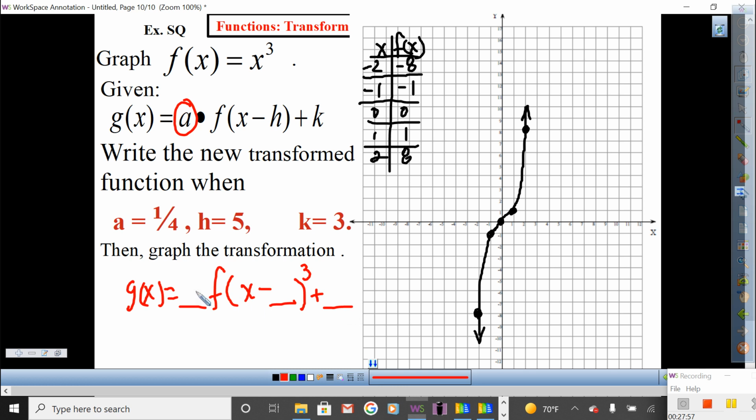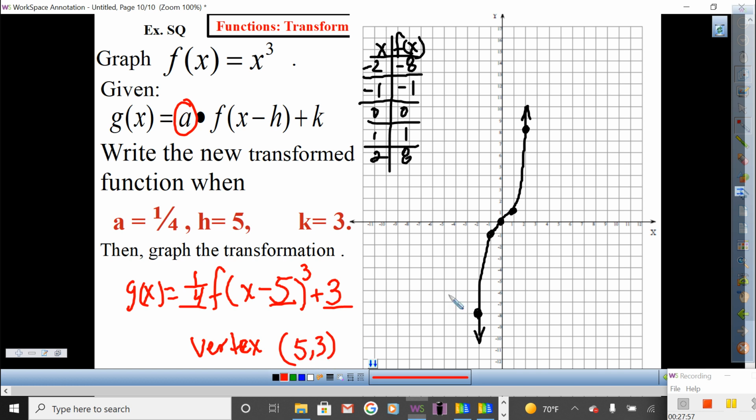So, what goes here? 1/4, yes. What goes here? 5. And lastly, 3. That's how you rewrite it. Fairly simple? All right, so before we move on, once we have the final product, what would be the vertex of the final transformation? Tell your neighbor, please. What is the vertex of the final transformation? Everyone?